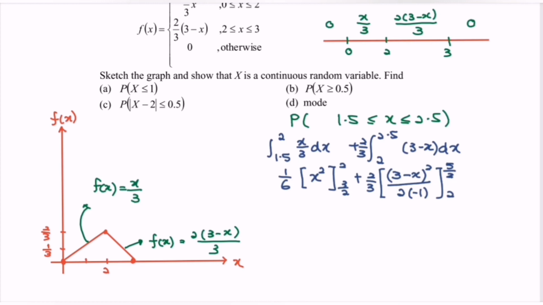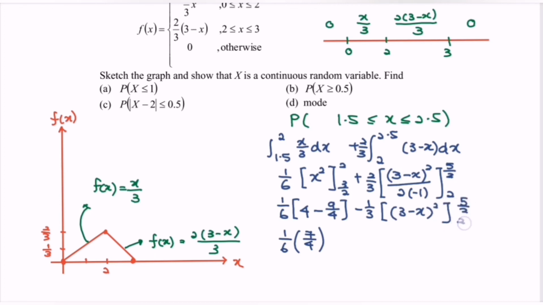Before we further our discussion, kindly simplify the situation. Here we will have 1 over 6 bracket. Substitute the 2, so we will have 4 minus, if 3 over 2 becomes 9 over 4. Simplify the situation. So 1 over 6 multiplied by 7 over 4. Next, focus on the next part. Before we substitute the value, kindly simplify the situation where we will have negative 1 over 3 bracket 3 minus x to the power of 2 with the values 5 over 2 and 2. If we substitute 5 over 2, which means 3 minus 5 over 2, we will have 1 over 4. If we substitute 2, then we will have negative 1. So in here, we will have 7 over 24 plus 1 over 4.